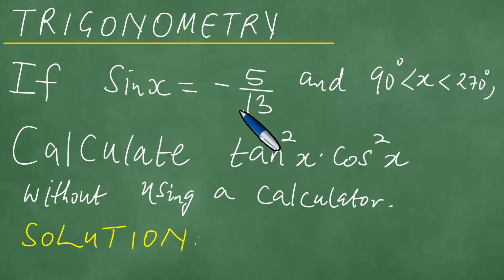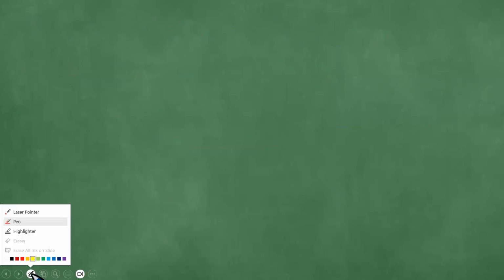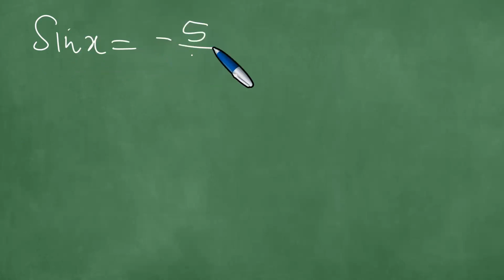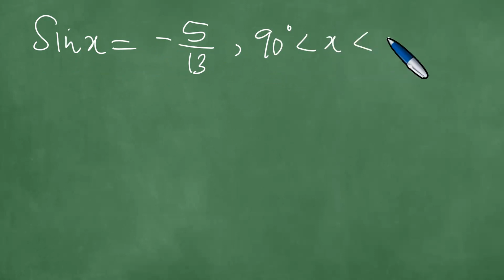If the sine of x is minus 5/13 and the angle theta lies between 90 degrees and 270, we must be able to calculate the tangent squared times the cosine squared without using a calculator or a computer. So, something to note here. First things first, you need to draw a diagram. To draw a diagram, you need to note that you have been given the sine of x, which is minus 5/13, but it's not the only piece of information the examiner gave, they also gave this information here.